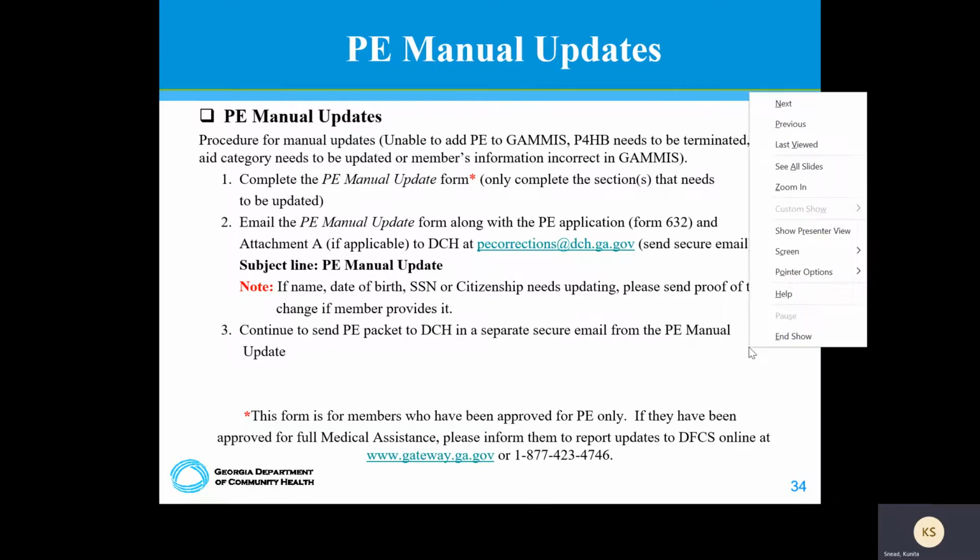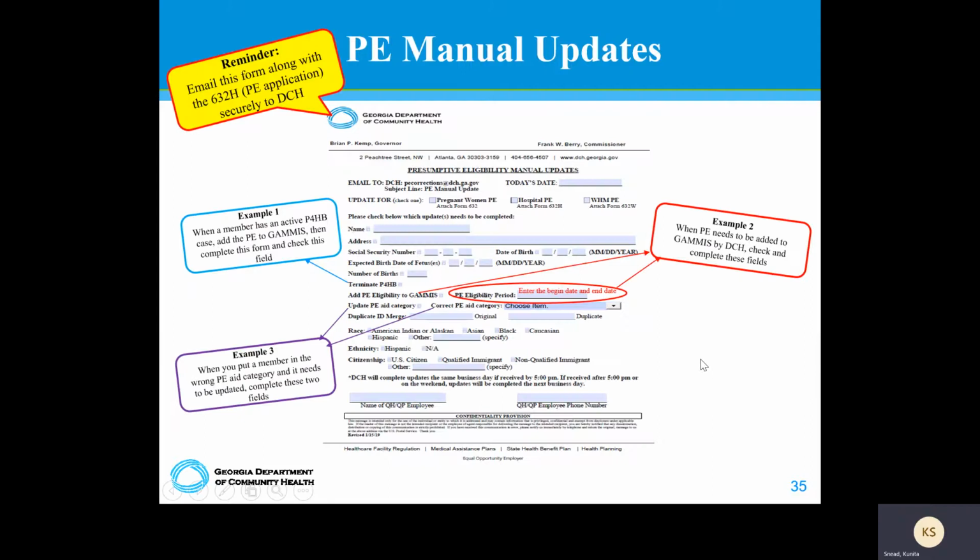So let's go over to slide 35 and show you what the form looks like. So this is what the form looks like, the PE manual update form. Up here, you need to make sure you put the date that you're completing this form. The PE manual update forms really should be completed the same day and sent to DCH the same day that you did the PE application. So if you did a PE application on March 1st, then you need to be trying to send your PE manual update that date. But if you can't, that's fine, because all update forms that are received before 5 p.m. will be updated the same business day. But if it's after 5 p.m., it will be updated the next business day.